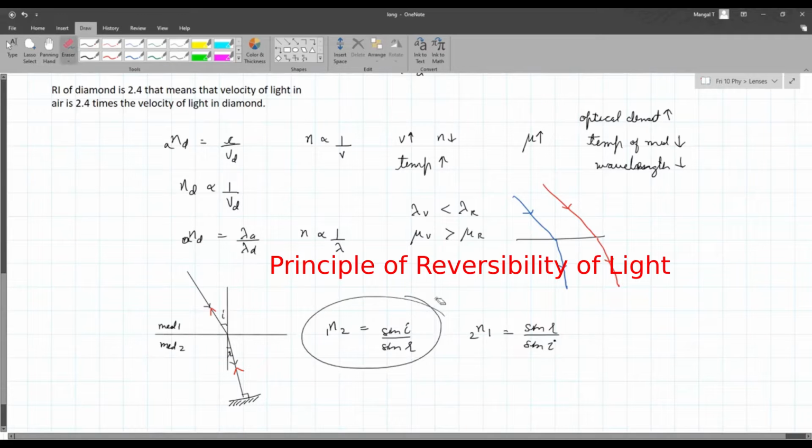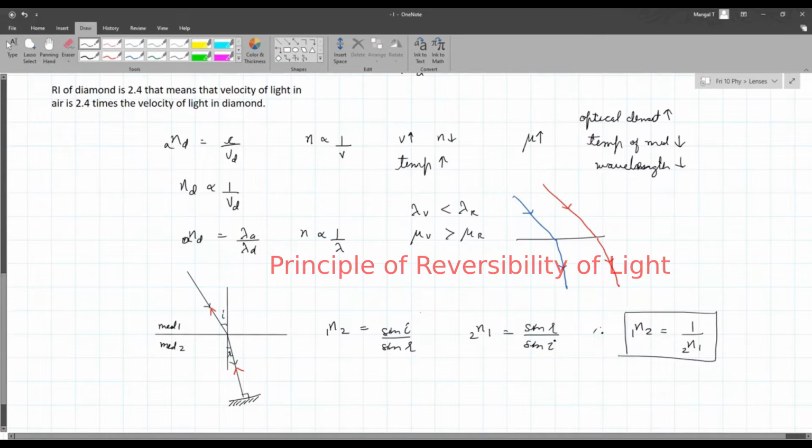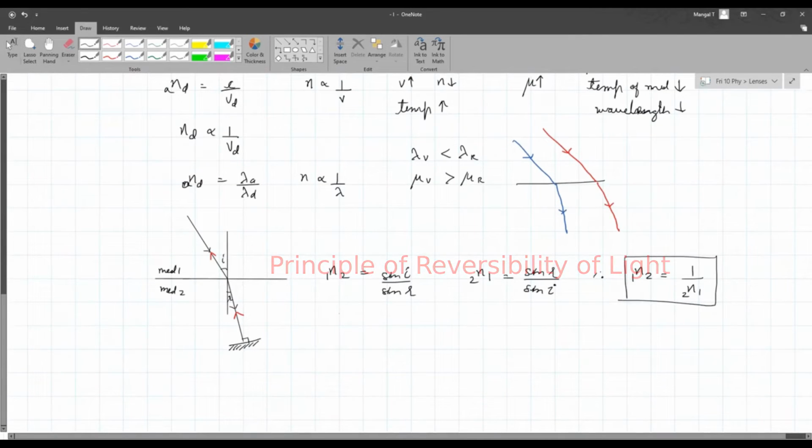So now it's a very simple observation. You can see that the refractive index of the second medium with respect to the first is 1 upon the refractive index of the first medium with respect to the second. This is called the principle of reversibility. You can get easier questions like the refractive index of glass with respect to water. If that is equal to 4/3 or something like say 8/7, then find the refractive index of water with respect to glass.